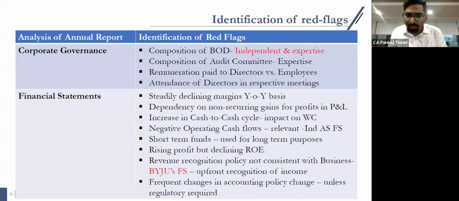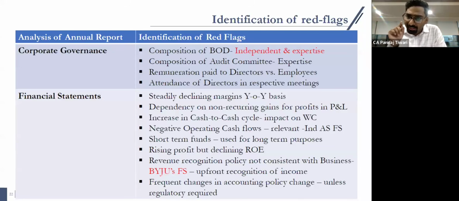Another important area which one should look at, and which is particularly important from a manufacturing company perspective, I can tell you, is the cash to cash cycle, which is mainly called the working capital cycle. Whether your working capital cycle is increasing or decreasing. If it is increasing, it will significantly deteriorate the financial health of the company, because a large chunk of money is stuck in the market, maybe in the form of inventory, maybe in the form of trade receivables.